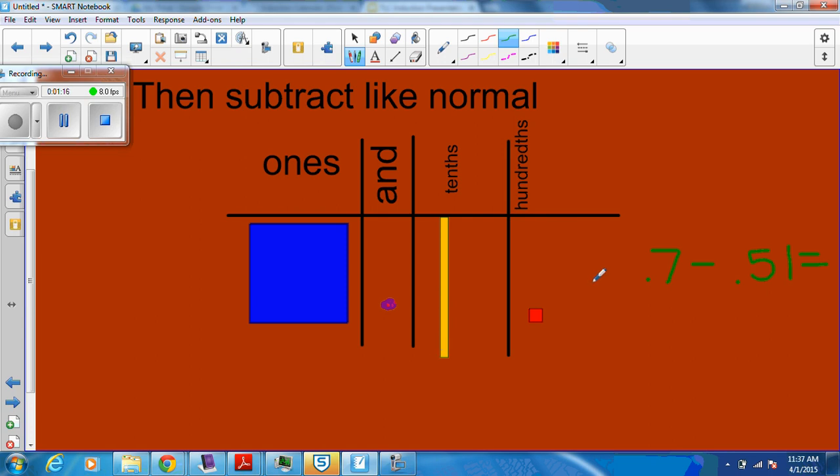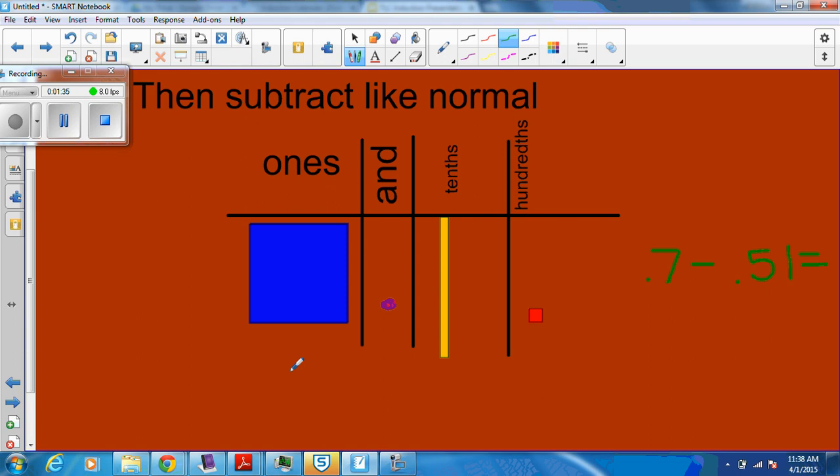So my problem today is 7/10 minus 51 hundredths. If you look at this problem, it would appear that 51 is bigger than 7. But we're talking about tenths and hundredths. So this has 5/10 and this has 1/100.